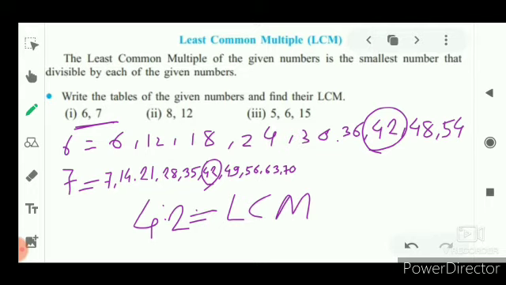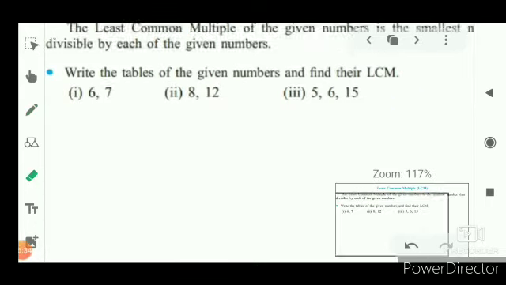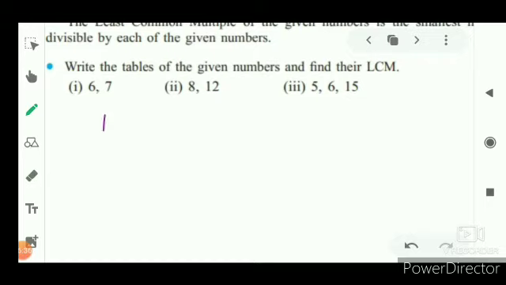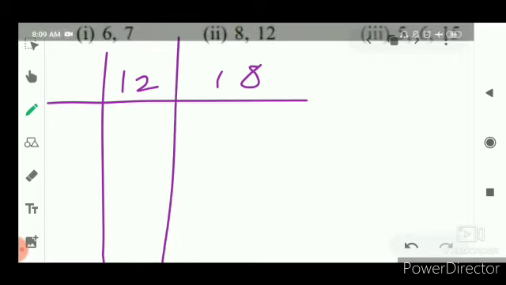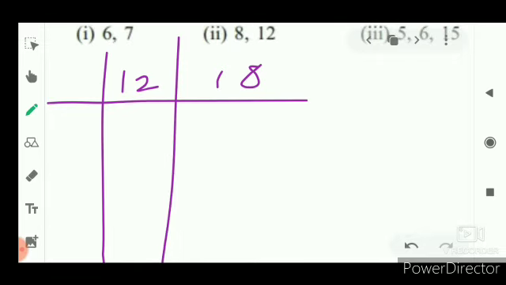Okay, suppose two numbers, 12 and 18, are given to you, and we have to find out the LCM of 12 and 18. Then we will solve it like this. These are 12 and 18. Then we will take the number by which both are divisible. So these both are divisible by 2.